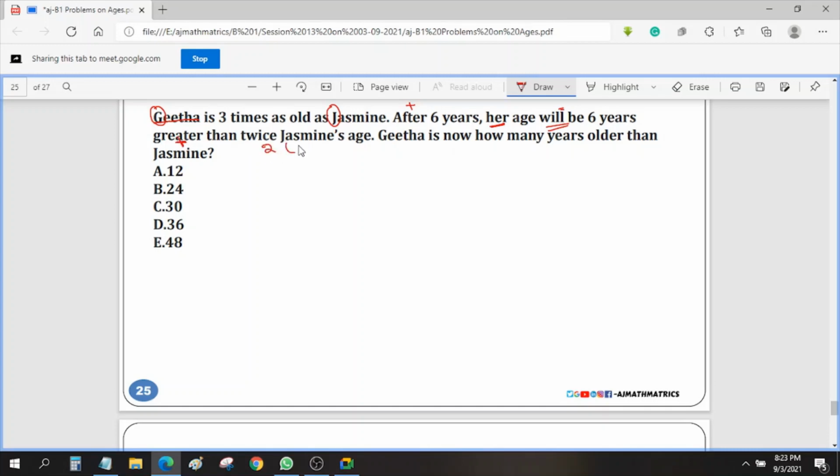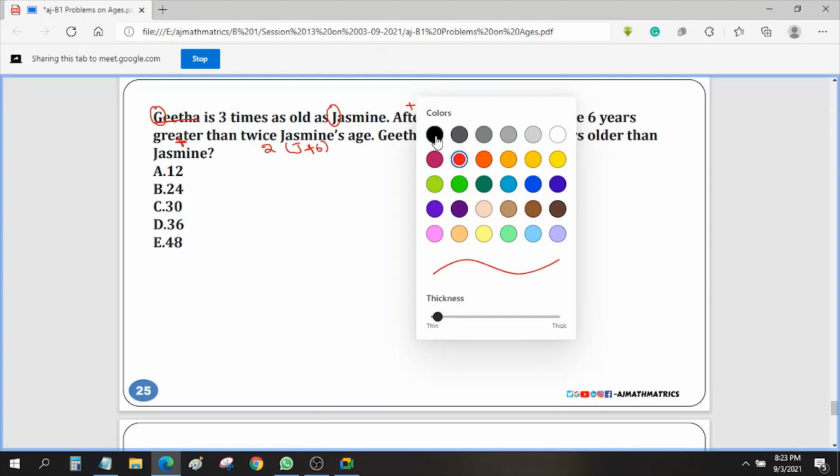Twice Jasmine's age, Jasmine's age is J. After 6 years means J plus 6. Now, how many years older than Jasmine is Geeta now? That we are going to find out. Okay, now let's solve this.